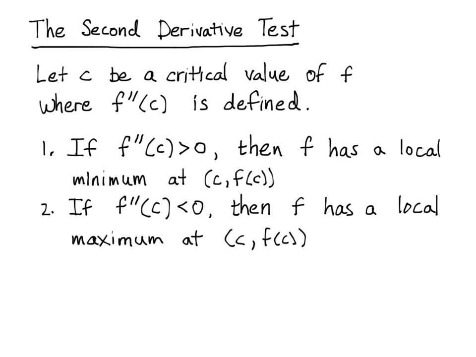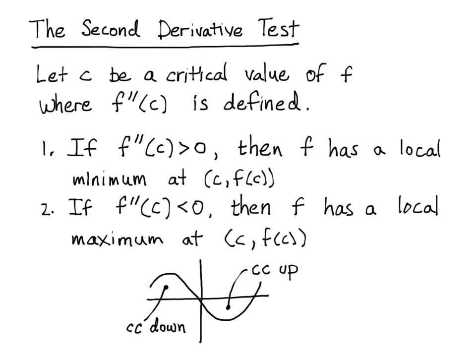Think about it from the standpoint of a curve, and here's an example. If we have a critical point, and let's say it's here, and it's concave down, well that tells us basically that we have a maximum. If we have a critical point that says here we have either a minimum or maximum, if it's concave up, it's going to be a local minimum.